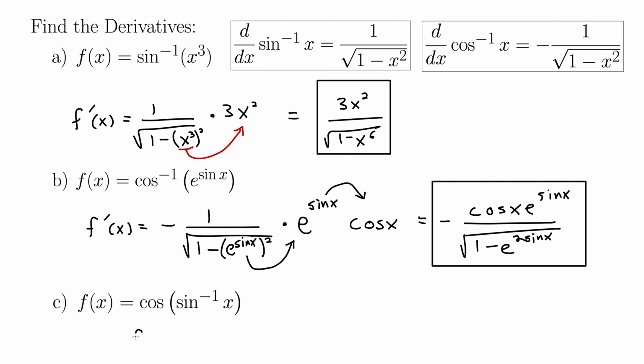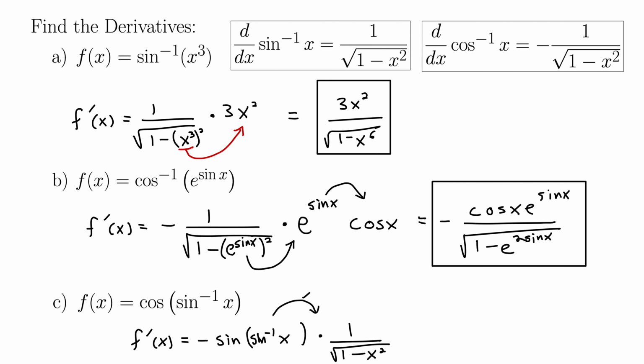Again with the chain rule here, f prime of x is cosine. Well, the derivative of cosine is negative sine. Sine of what? Whatever was in the parentheses before is going to go into the parentheses right here. So we have arcsine of x. Now times the derivative of that inside part. So we're going to prime that. Well, the derivative of arcsine of x is 1 over the square root of 1 minus x squared.